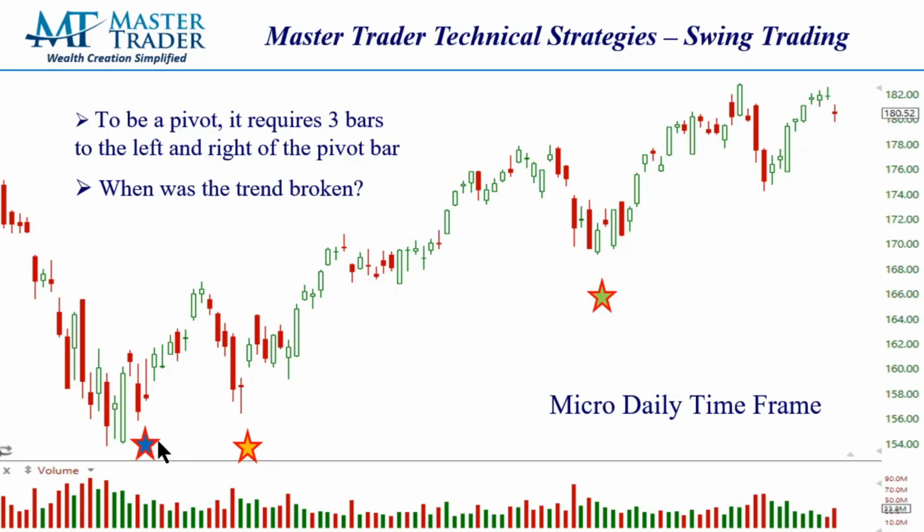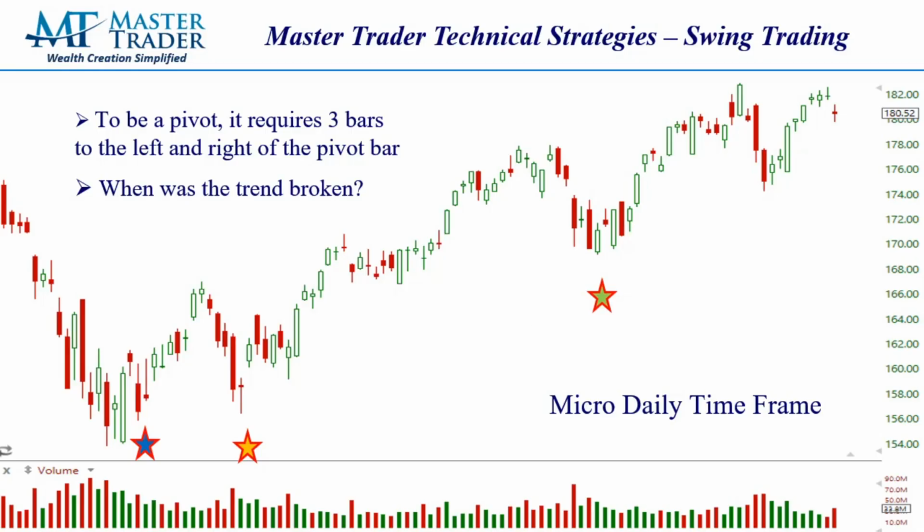So you can see the first star here and this pullback, and you could look at these individual bars that formed as the bottom began to occur. And then there was a retracement on the yellow star as it pulled back and prices retraced back up. And then as prices moved up again, we're looking if there was a trend break.